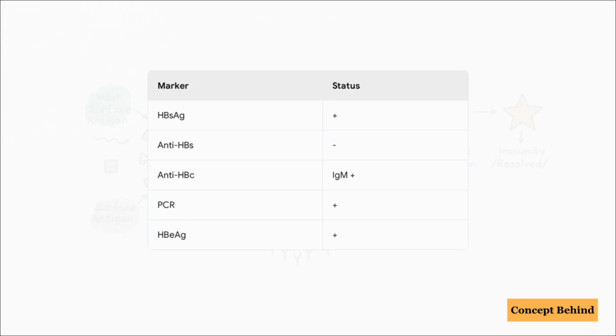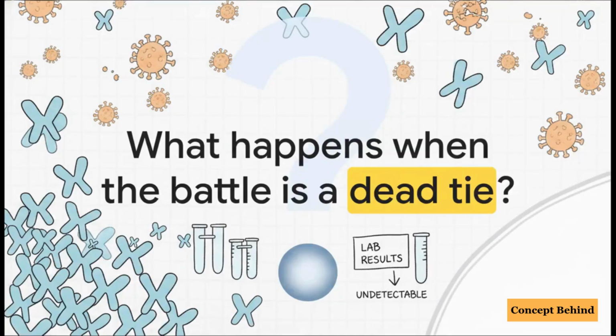Meanwhile, the body has formed those core antibodies, specifically those early IgM troops, so that marker is positive. The viral DNA is floating around in the blood, so the PCR is positive. And because the virus is actively replicating like crazy during this acute phase, those yellow E antigens are also positive, signaling high infectivity. But what happens when the battle reaches a dead tie?